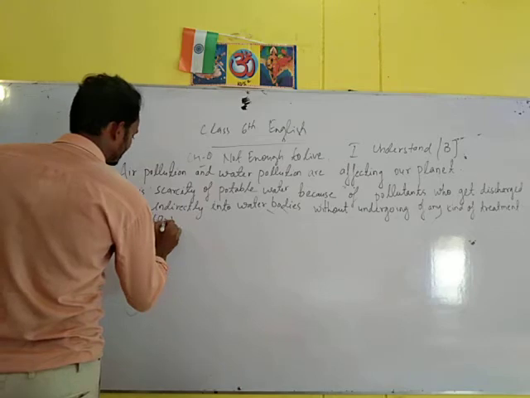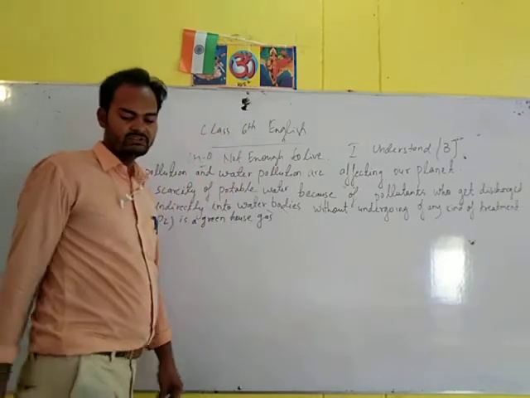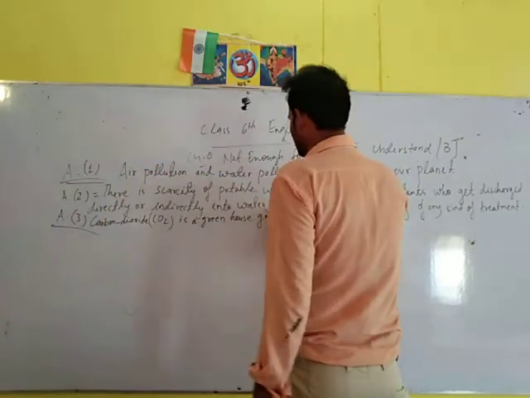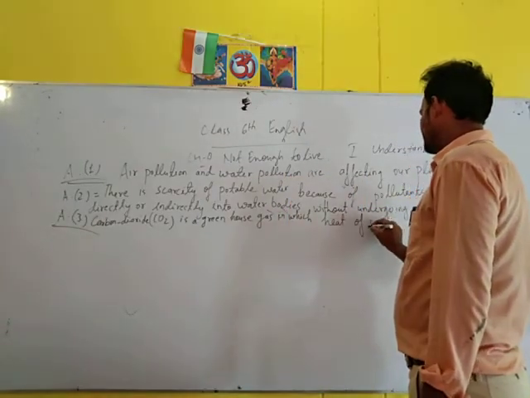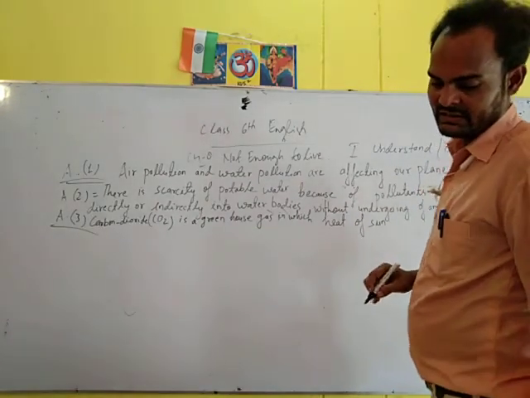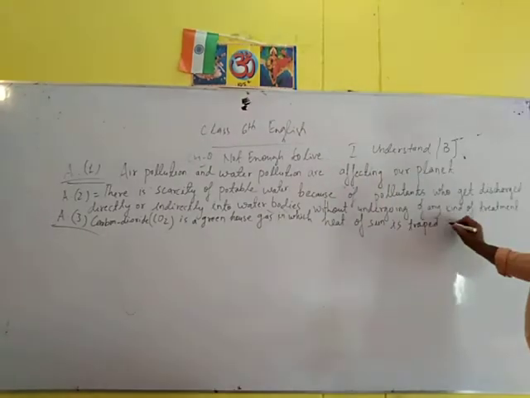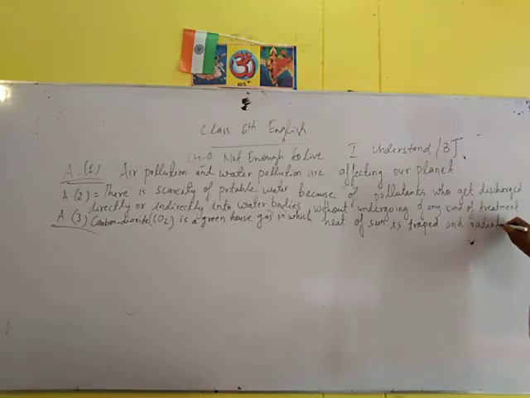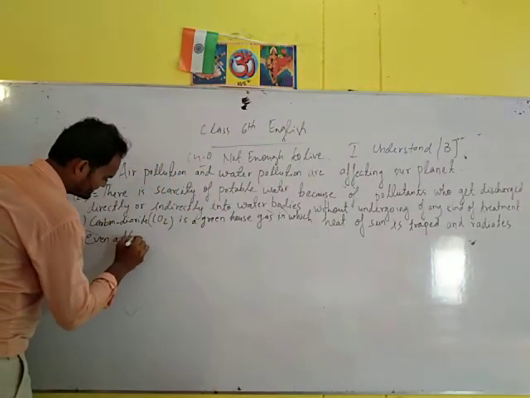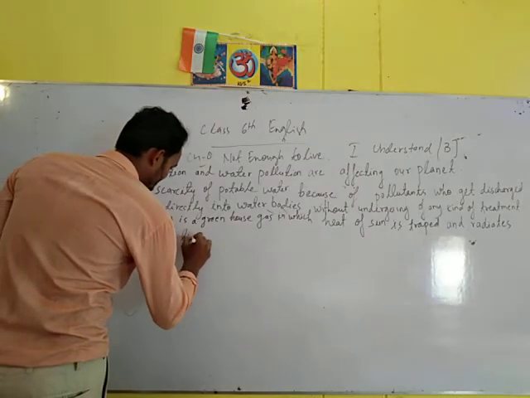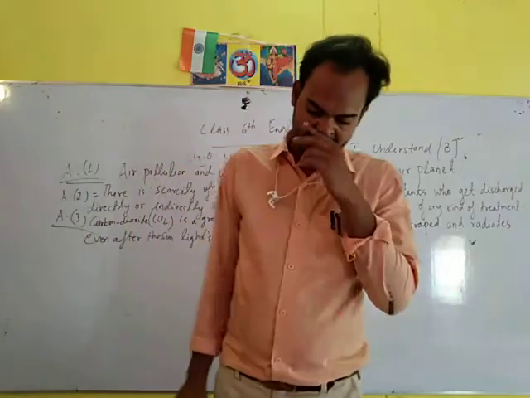CO2 is a greenhouse gas in which heat of the sun is trapped and radiates even after the sunlight's departure. This increases global warming.